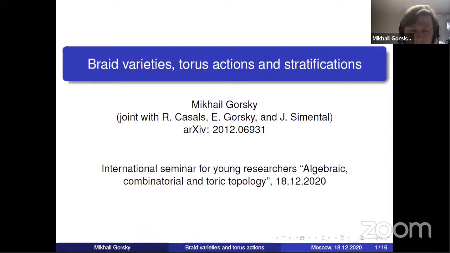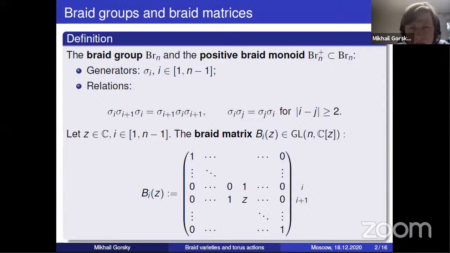The talk is based on a very recent joint preprint with Roger Casals, Eugene Gorski, and Jose Cimental, which appeared on the arXiv this week, I think on Tuesday. So this is very new. Okay. To talk about braid varieties, I first briefly remind you what braid groups are, even though you know this.